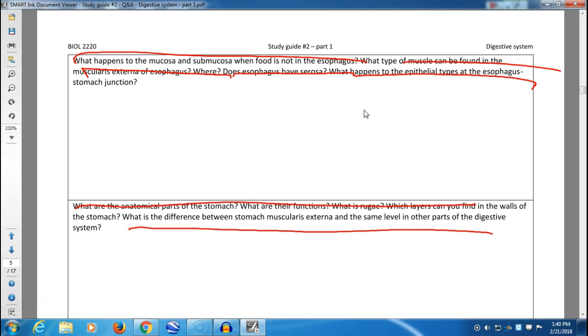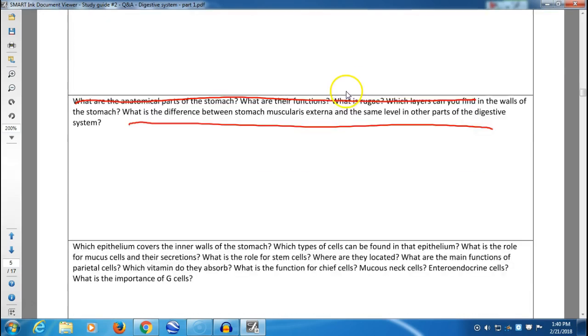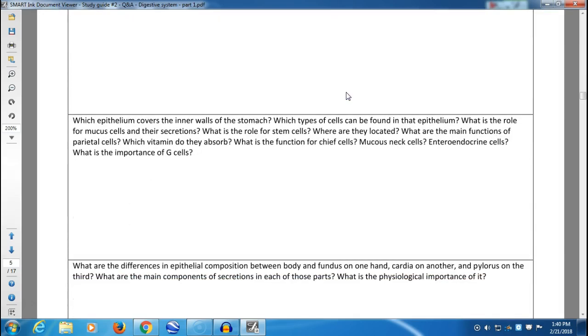Difference between third layer, epithelium, simple columnar, types of cells. Okay, this is important. So, which cells? Mucus cells. So you need mucus. What else? You need stem cells to make new cells since old ones die all the time. What else?